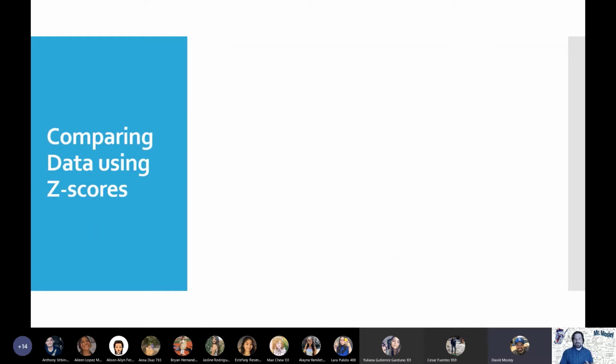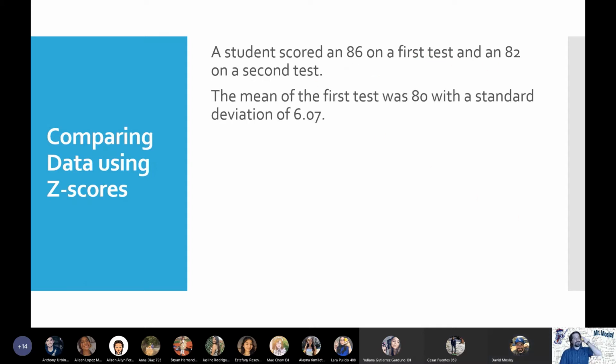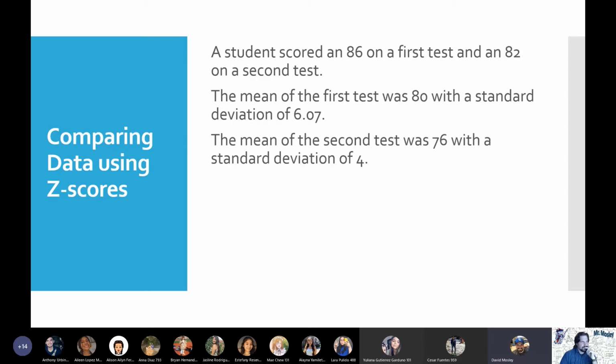So we can also compare data using our z-scores. That's one of the values of having a standardized score, is it can allow us to compare things based on the z-score. So here we have an example. A student scored an 86 on a first test and an 82 on a second test. The mean for the first test was 80 with a standard deviation of 6.07. The mean of the second test was 76 with a standard deviation of 4.